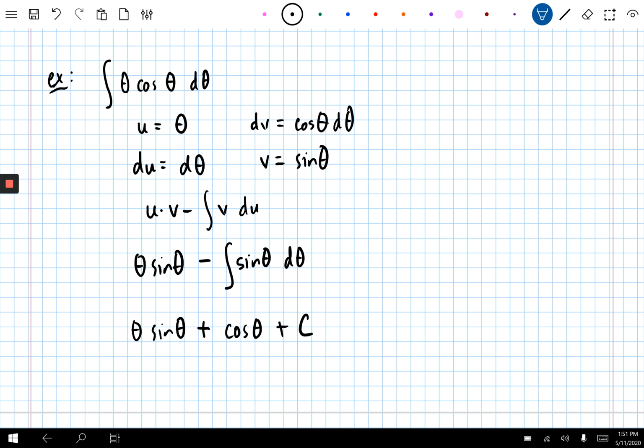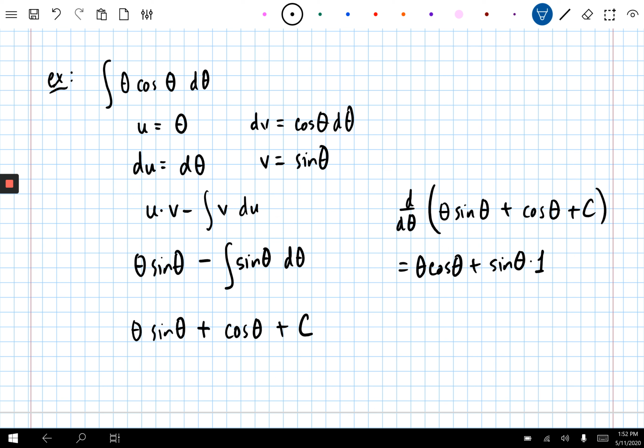And if you took the derivative of that, you're going to end up getting theta cosine theta. Don't believe me? Here we go. So I can check my answer through differentiation. Product rule. First times the derivative of the second plus second times the derivative of the first. Derivative of cosine is negative sine. Derivative of a constant is 0. So those are gone. We got theta cosine of theta, which is what I was supposed to get. So I checked it and it worked.